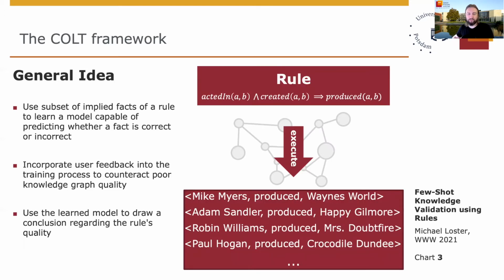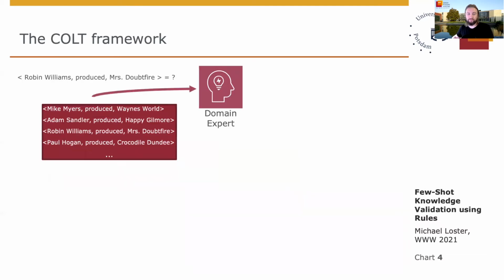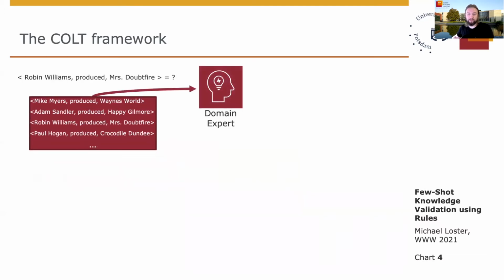Let's take a closer look at the COLT framework. We start with a rule whose quality we want to evaluate. In this case, we selected a rule that states if A acted in B and A created B, then A has produced B as well. Executing this rule on the knowledge graph yields all triples that satisfy the rule. In this concrete example, we would get facts such as Robin Williams produced Mrs. Doubtfire. But is this conclusion correct? To figure this out, we pass the fact to a domain expert who evaluates the correctness of the received fact.